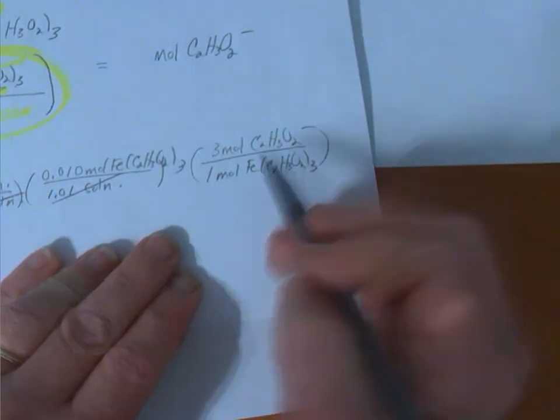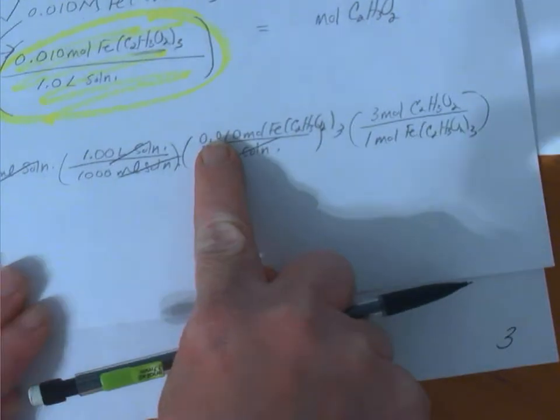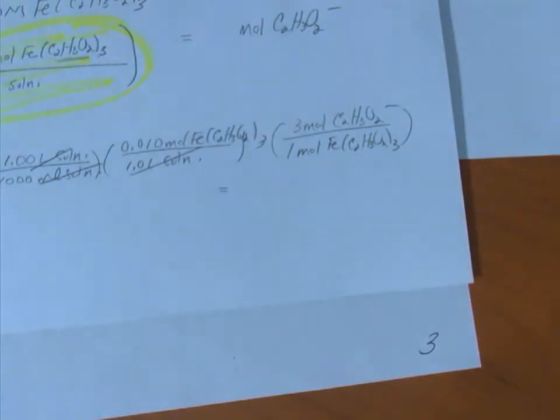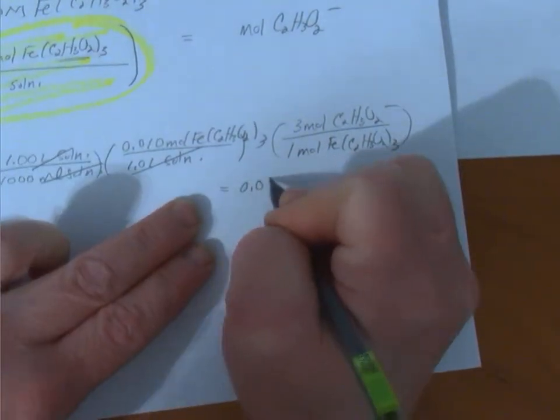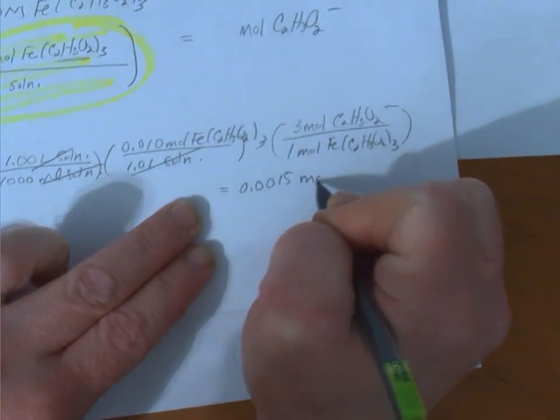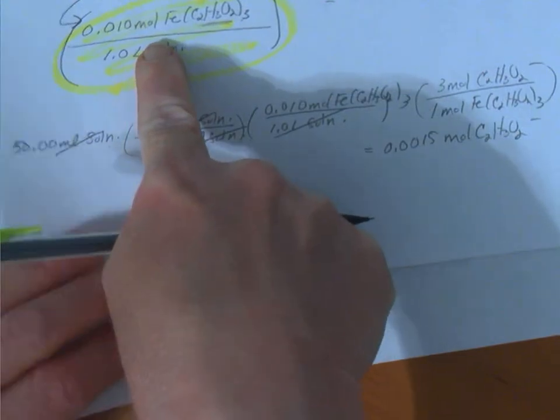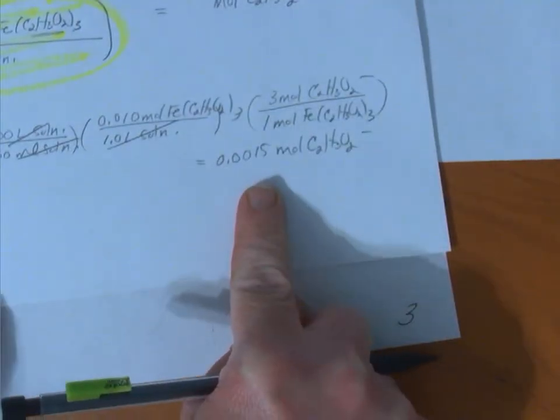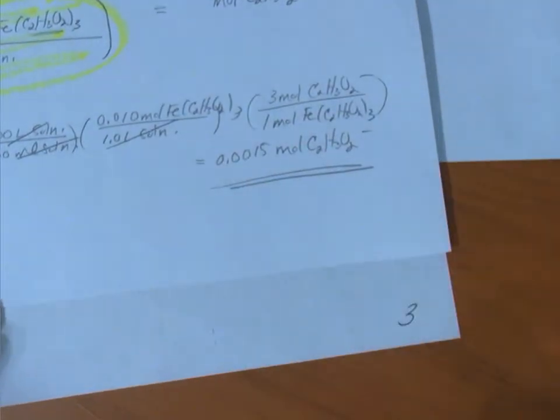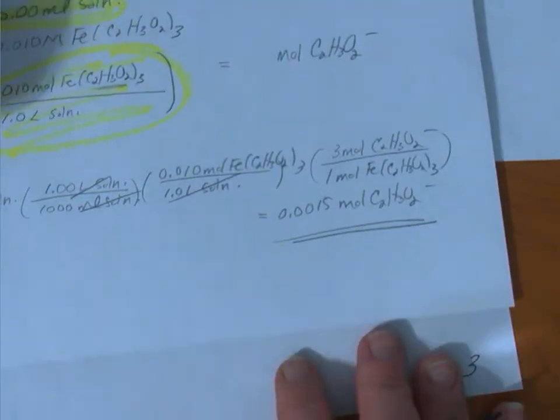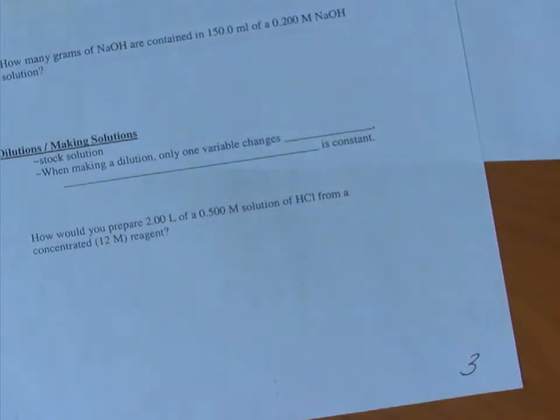Now this will not limit. I have 2 sig figs and 4, but I'll be limited to 2. And the answer here is 0.0015 mole of acetate. And for that small a volume and that low of a molarity, that is definitely a reasonable answer. Okay, now taking a look at our next setup.